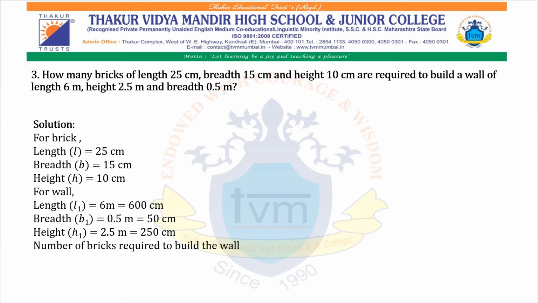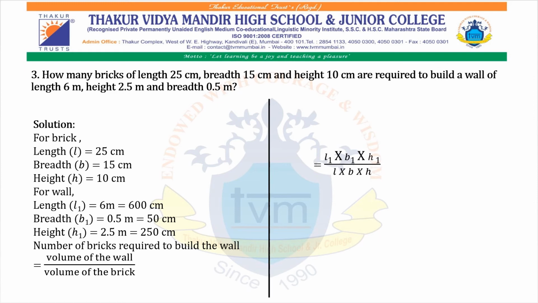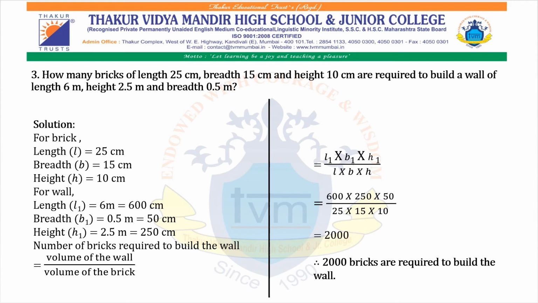Number of bricks required to build the wall is equal to volume of the wall upon volume of the brick. So here L1 into B1 into H1 upon L into B into H, that is 600 into 250 into 50 upon 25 into 15 into 10. After solving this, we'll get the answer as 2000. Therefore, 2000 bricks are required to build the wall.